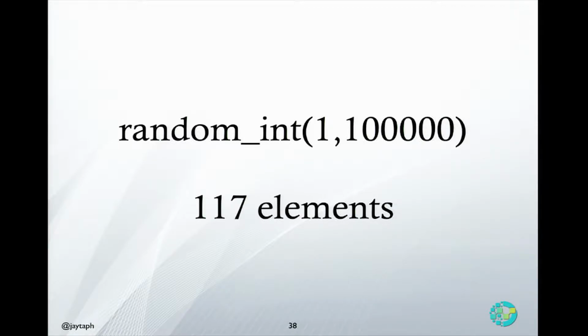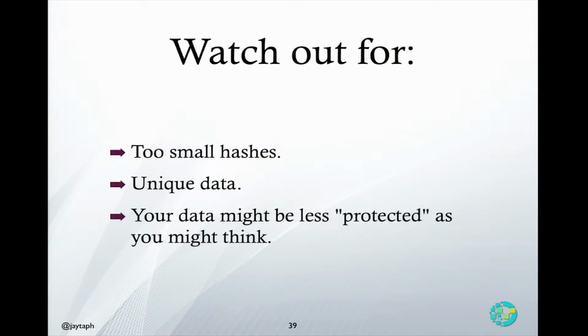You can try it, if you have time in the next slot. Just create a simple program, and you will find out that you get a 50% chance of a collision by just selecting 117 elements. This is the birthday paradox. Anyone realize this? That this is not a lot, right? So watch out for using too small hashes.